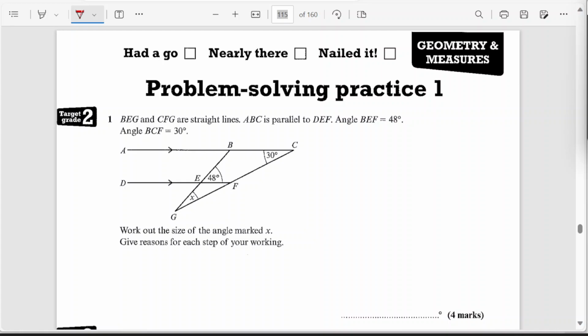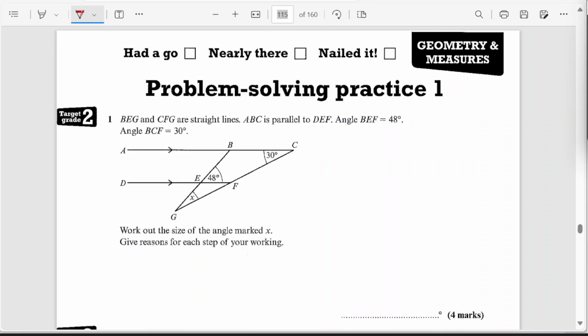Today we're looking at the Foundation Tier Revision Workbook from Edexcel, and we're doing a bit of problem solving practice for geometry and measures. Okay, so question one, BEG and CFG are straight lines, so we've got our straight lines.